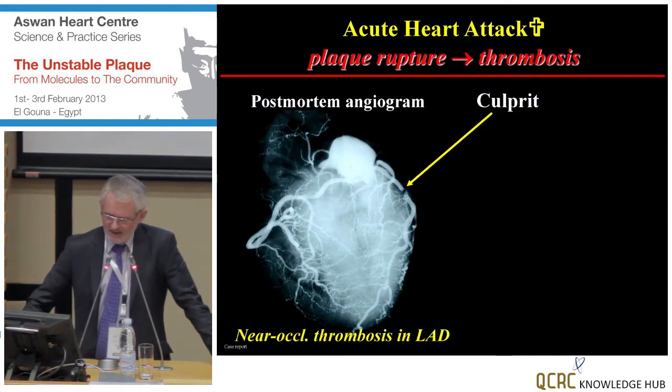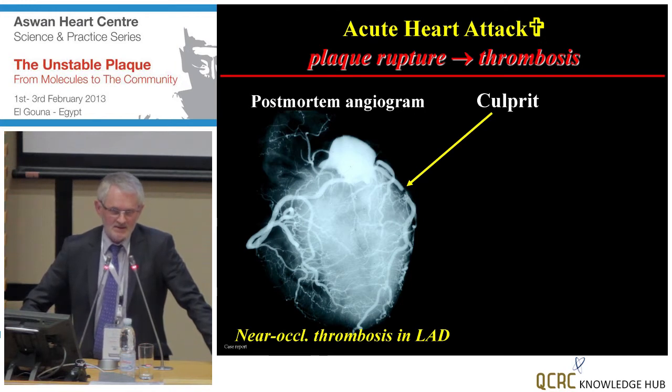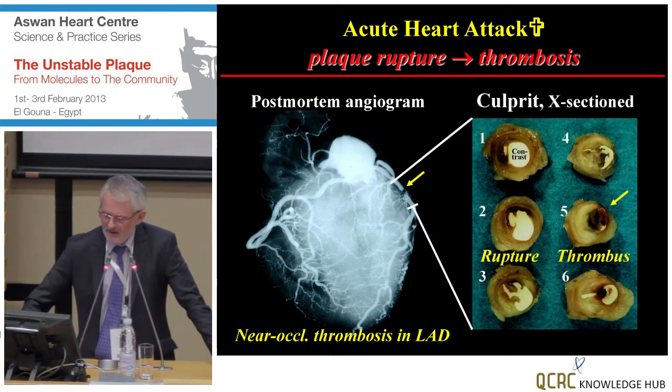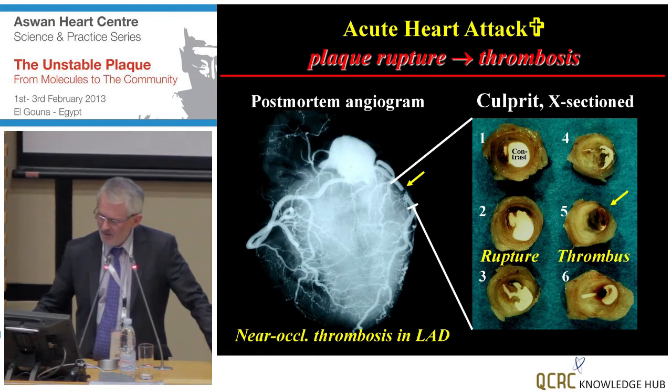I will show you an example here. It's a patient, a man who died after an acute heart attack. And we have the post-mortem coronary angiogram here, and we have a filling defect here proximal in the left anterior descending artery, the culprit. At autopsy, we can take the culprit out and study it carefully, and we did that. So here we have a cross-section of the culprit, with cross-sections at 5 millimeter intervals. Here, 1 is the most proximal section, and 6 the most distal section. We have a wide contrast radiographic medium injected post-mortem.